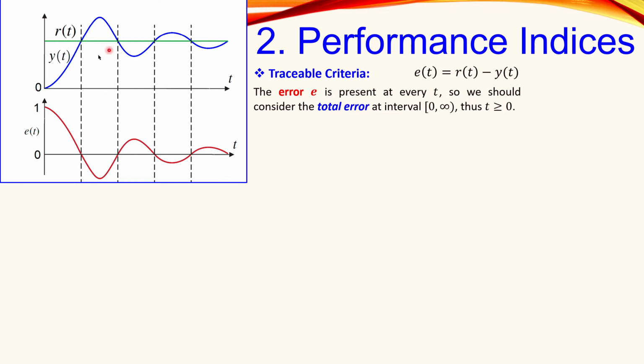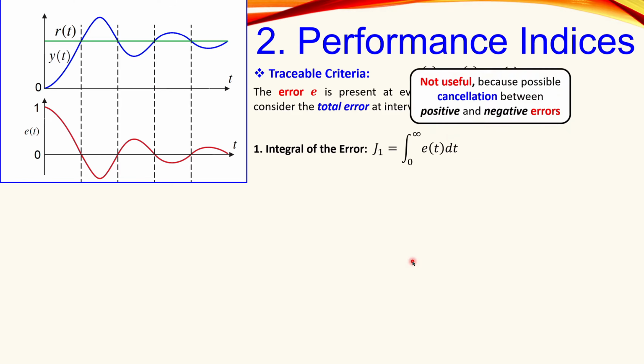That means you need to, for example, look at the graph. The green one is the input and the blue one is the response. And if you look at the red one, which is the error for each time, you might think, okay, let's look at a total error. What is total error? We think directly in calculus about integration. So let's integrate the error. Let's call this another performance index J1. So we will integrate from 0 up to infinity of that error.